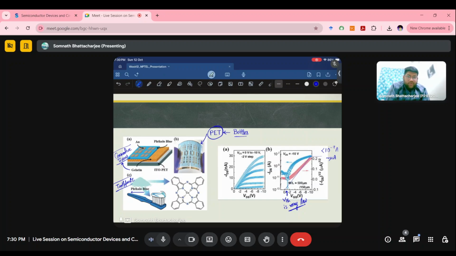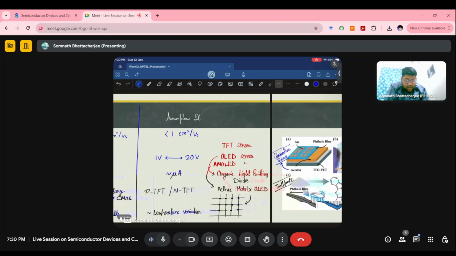So we are moving towards greener electronics, and these devices reduce the power consumption as well. So this was it for last week.